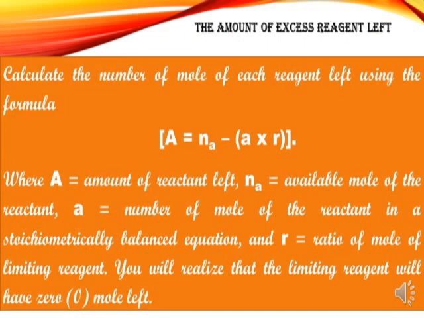Now, if you are required to calculate the amount of reactant left, this is the formula you apply. Calculate the number of mole of each reactant left using this formula: A = Na - (a × R), where A is the amount of reactant left, Na is the available mole of the reactant, a is the number of mole of the reactant in a stoichiometrically balanced equation, while R is the mole ratio of the limiting reagent. You will realize that the limiting reagent will have 0 mole left.